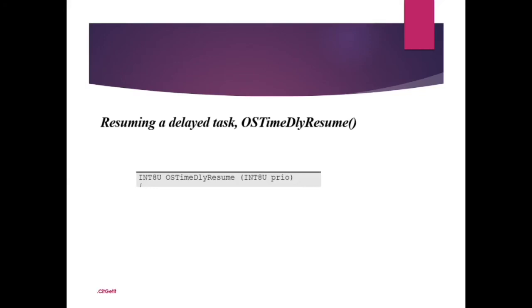And there is one more function, which is for resuming a delayed task. It is OS time delay resume. Resuming a delayed task means that suppose we have a task and we have delayed it for 15 seconds. In some certain situations we need that task to run before the expiry of that 15 seconds. That means at the 10th second we have to run that task. In such cases we can use this function.